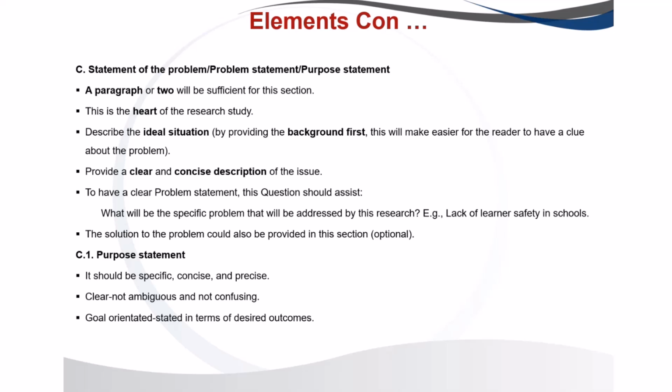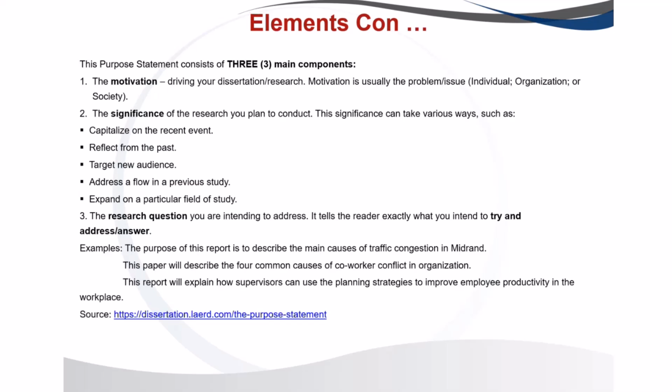Then the purpose statement, I'll spend a few minutes on that. It should also be specific, concise, and precise. Clear, and not ambiguous and not confusing, okay? But also regarding the purpose statement, there are three main components. The first one: in the purpose statement, you must indicate the motivation which drives your dissertation or your research. What motivates you to do that research?